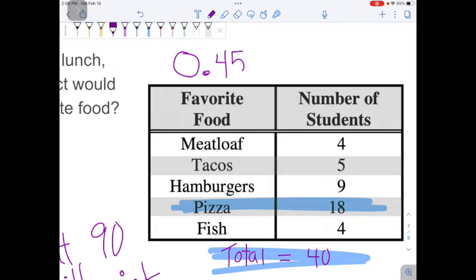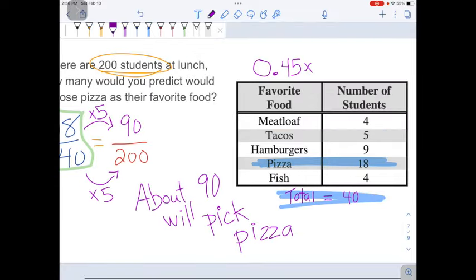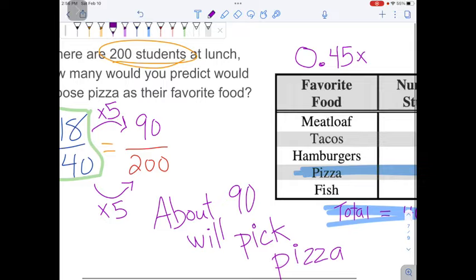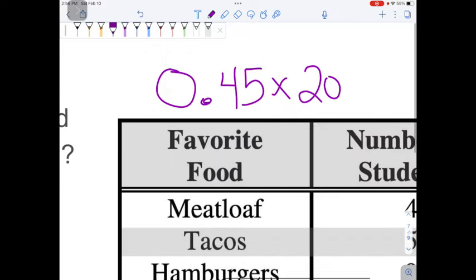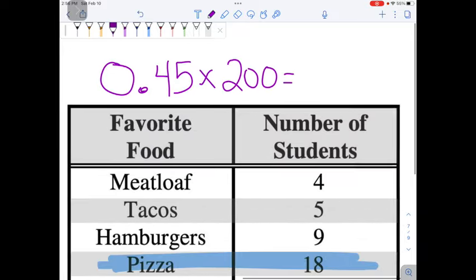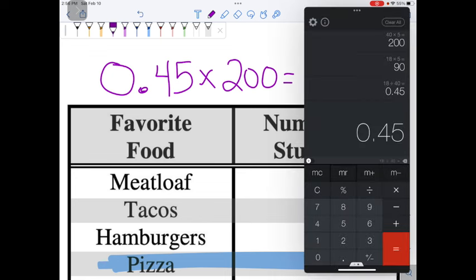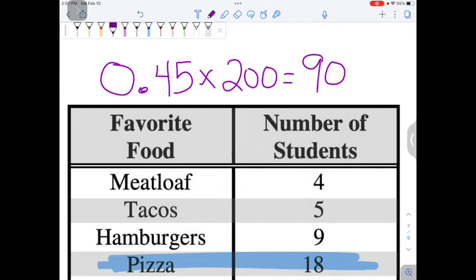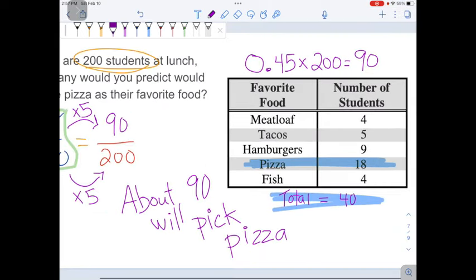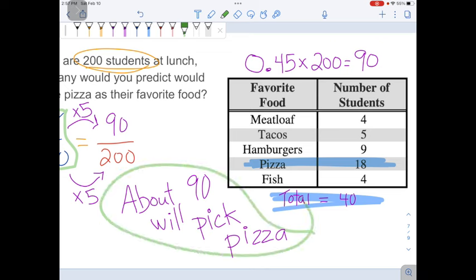Do you remember how many people we were going to ask? We were going to ask 200 students. So times 200. It's going to get us a pretty familiar looking number. 90. Well, look at that. We got 90 both ways. Ms. Toivola, can I just do this shortcut way? Absolutely you can, if you understand what you're doing.